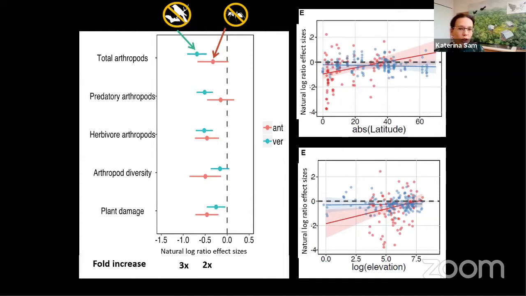But the exclosure of the ants led to a high increase of the plant damage. This correlates well with the observations that ants are very likely affecting the herbivores. Herbivores survive when the ants are gone, and then the plant damage increases about 2 times. And we observed the pattern to have a very steep increase along the latitude and along the elevation, with the effect being visible mostly at the lowest latitudes and the lowest elevations.